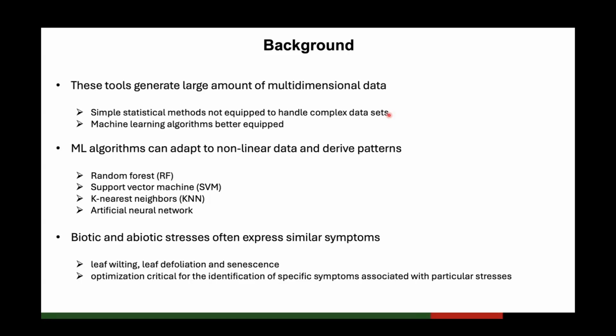Machine learning algorithms can adapt to nonlinear data and derive sensible patterns out of it. Some of the machine learning algorithms, like random forest, support vector machine, k-nearest neighbors, and artificial neural networks, have been suggested for use for selection for disease severity. Biotic and abiotic stresses often express similar symptoms like leaf wilting, leaf defoliation, and senescence, and therefore there is need to optimize the algorithms to target the particular signs and symptoms of a particular disease. And in this case, we are looking at leaf spot.